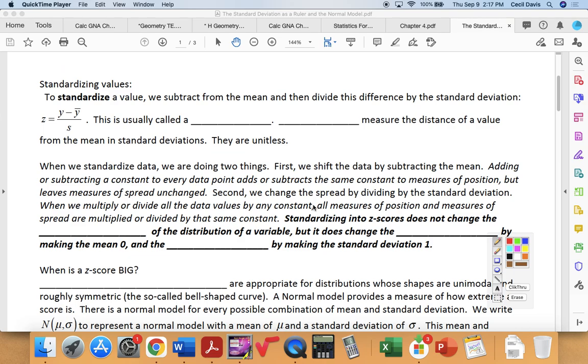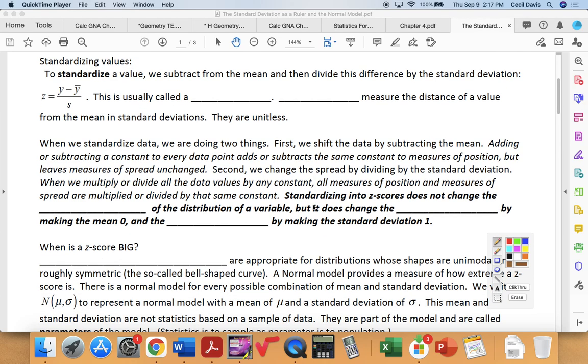Here's the idea. To standardize a value, we subtract the mean and then divide that difference by the standard deviation. This is usually called a z-score. Z-scores measure the distance of a value from the mean in standard deviations. So how many standard deviations above the mean was that? How many below? That allows you to compare two things that are completely different. The value has some units, the standard deviation has the same units, and when you divide, the result no longer has any units.